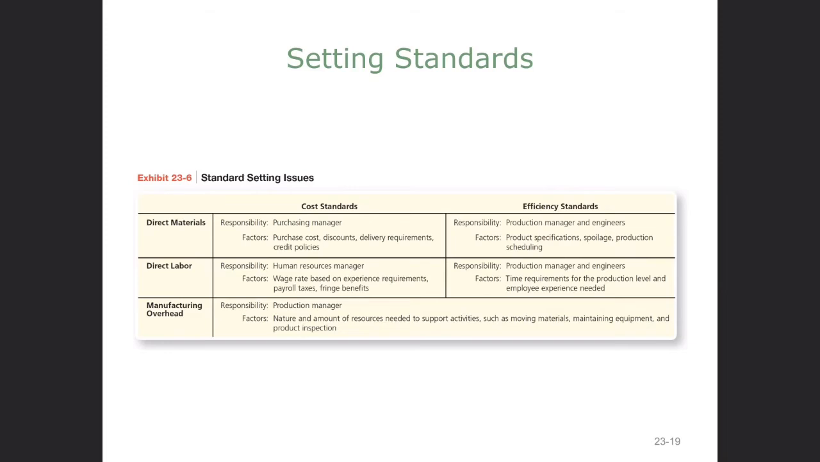And then for efficiency standards for manufacturing overhead, it's the same as cost standards. Again, the production manager oversees the efficiency standards for manufacturing overhead, and factors include nature and amount of resources needed to support activities such as moving materials, maintaining equipment, and product inspection.